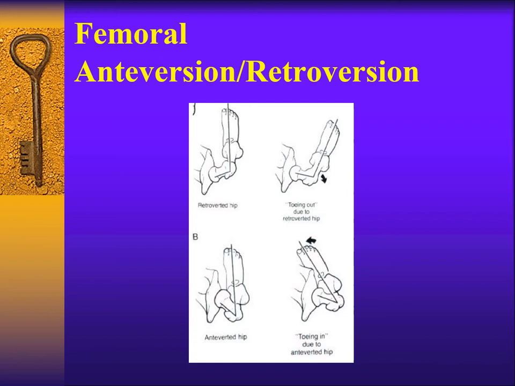And we talked about these compensations with respect to gait. And so if we're dealing with somebody who has a retroverted hip, we're going to see a toeing out. If we have an anteverted hip, we're likely going to see a toeing in. And so just review those basic principles of femoral anteversion and retroversion, and then we'll go ahead and talk about some of the implications of this with respect to rehabilitation.